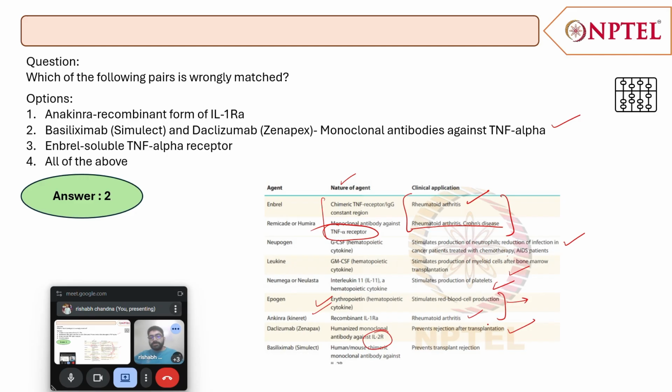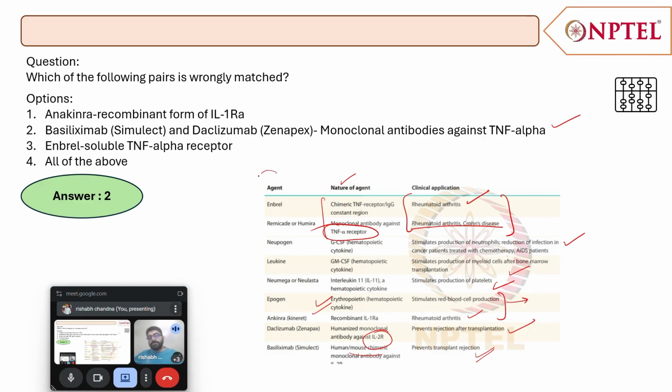Okay, so after transplantation of any organ, there is a term called immune tolerance. Okay, so what happens whenever we transplant any of the organs from different individuals? In that case, our immune system cannot recognize or cannot accept that organ. So for that, we give different treatments so that there will be the immune acceptance of that particular organ. Okay. Similarly, the second one, that is basiliximab, is a human or mouse chimeric monoclonal antibody against IL-2R. So it also prevents transplant rejection.